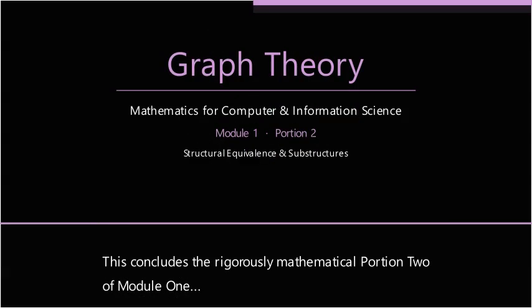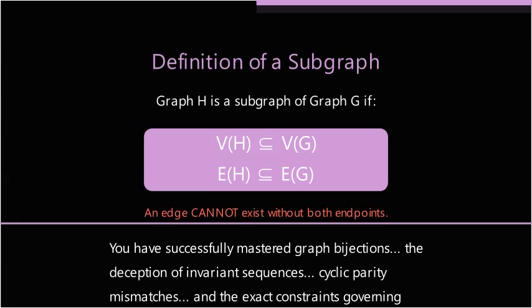This concludes the rigorously mathematical portion 2 of Module 1. You have successfully mastered graph bijections, the deception of invariant sequences, cyclic parity mismatches, and the exact constraints governing subgraph isolation.